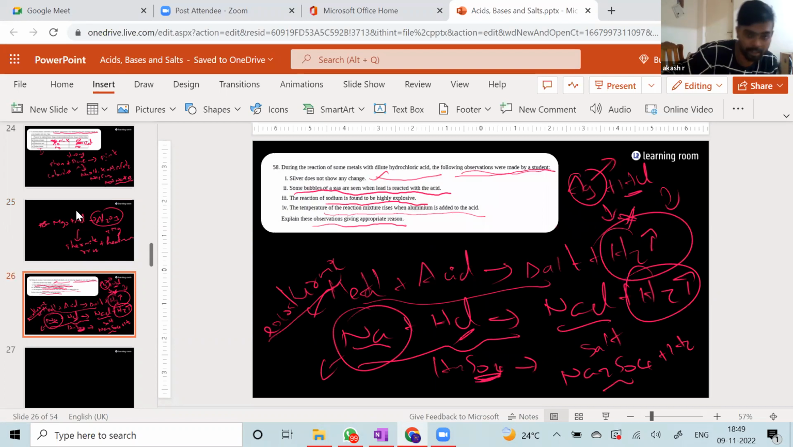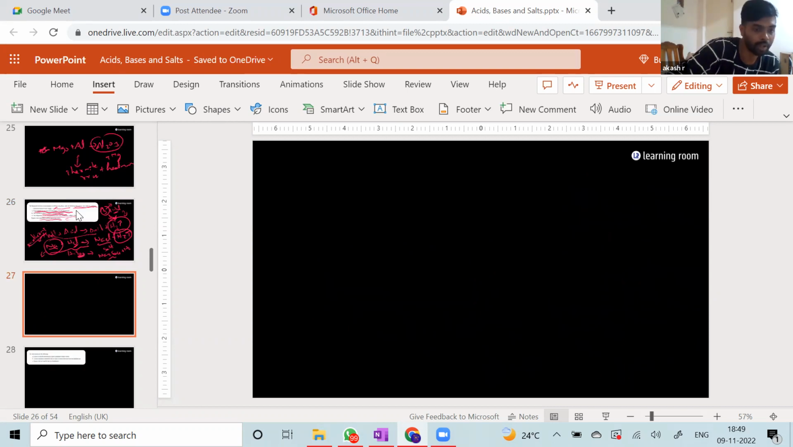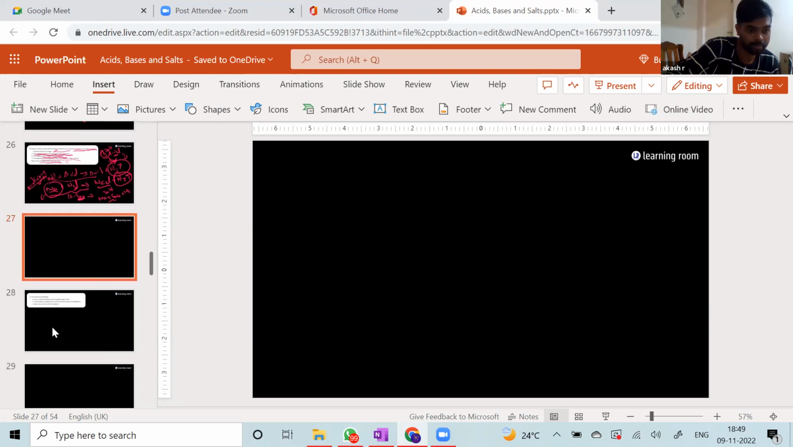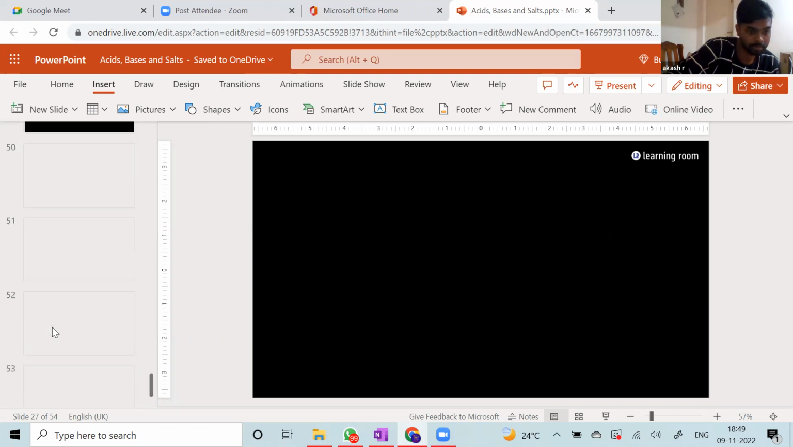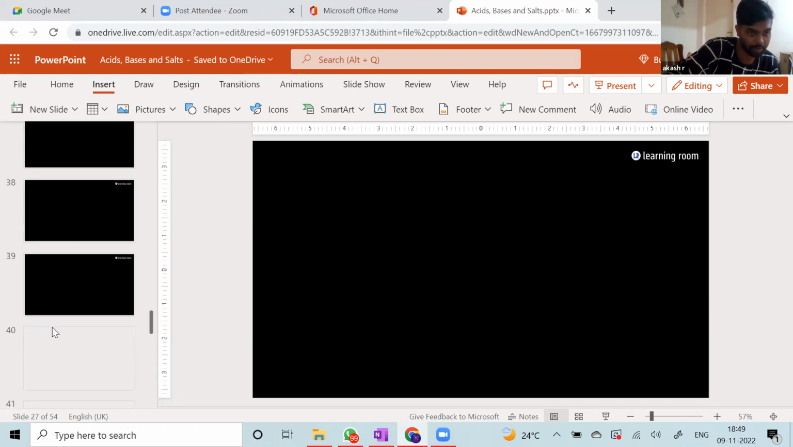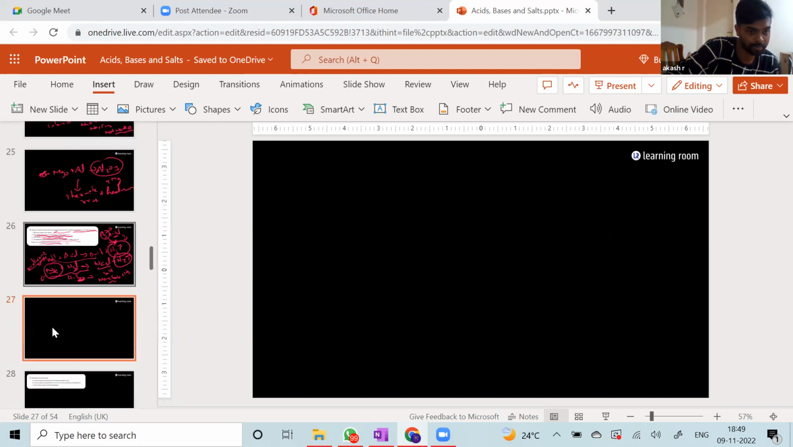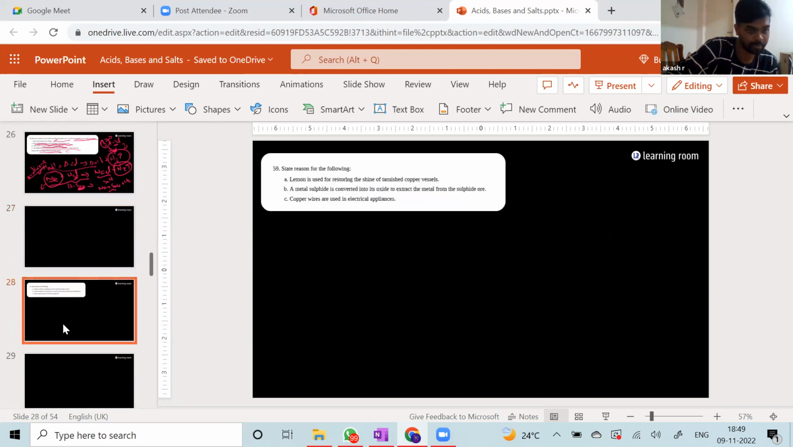Right. This is a normal acid plus metal reaction, which is going to be exothermic, and that's the reason why it is becoming hot. The temperature of the reaction mixture rises. Okay, right. Moving on. How many questions are there? Okay, we're halfway through. Next. State the reason for the following.